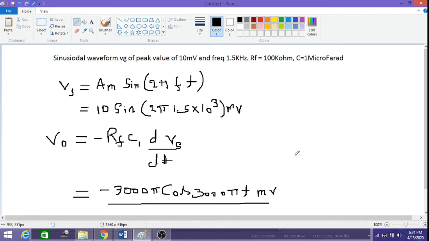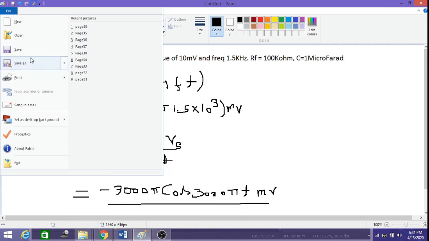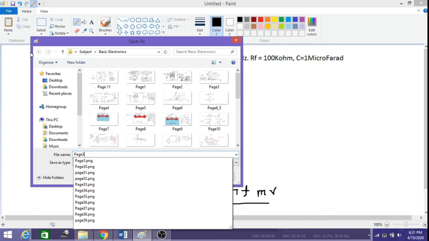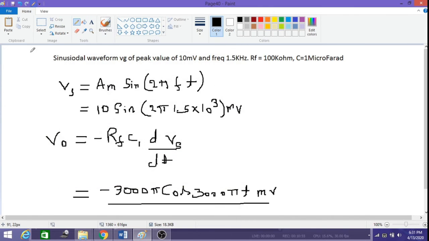Likewise, there is one more example here, where it is given Rf is equal to 1.5 kilo ohms and the capacitor is equal to 0.1 microfarad and the waveform is given. Let us take that as the second example here. Let me save this page. This is 34, so it will go to 40.